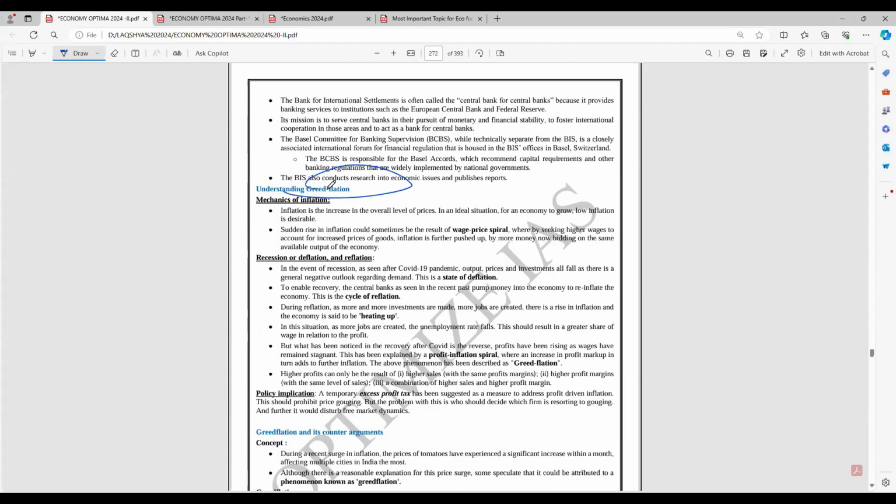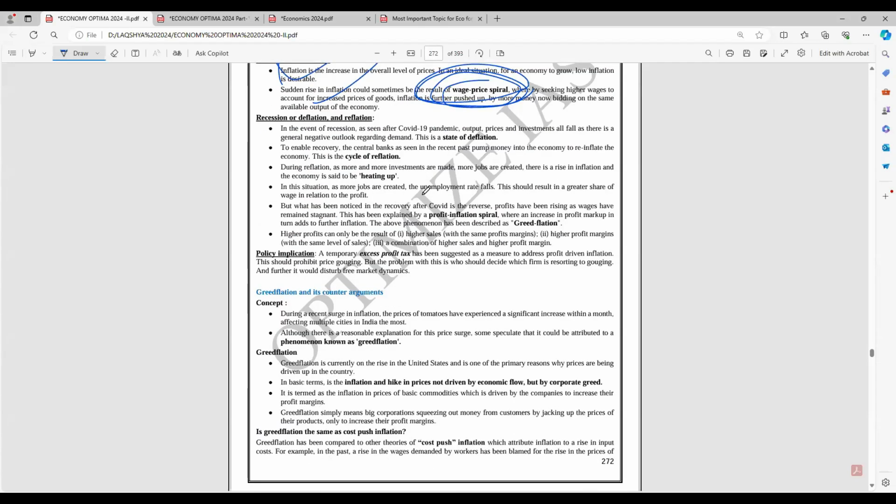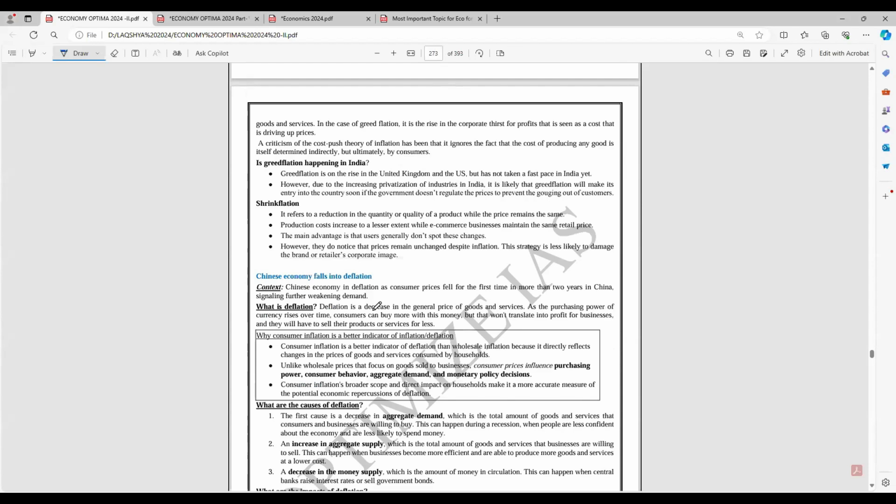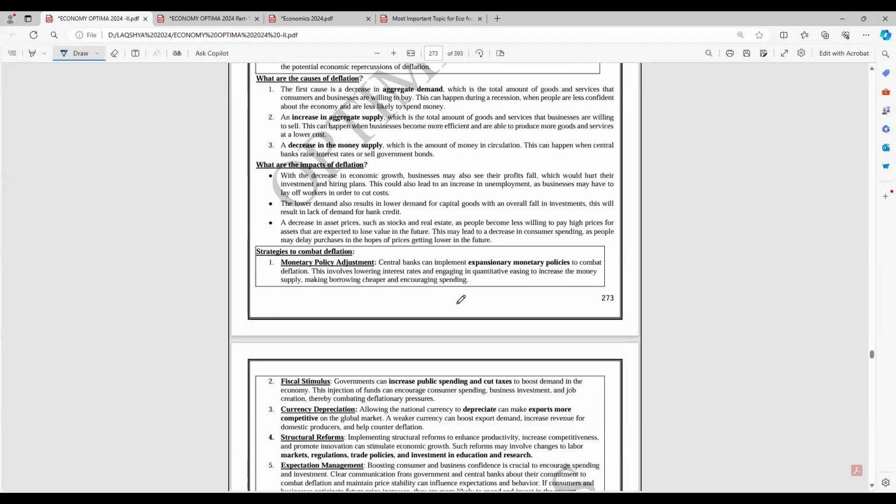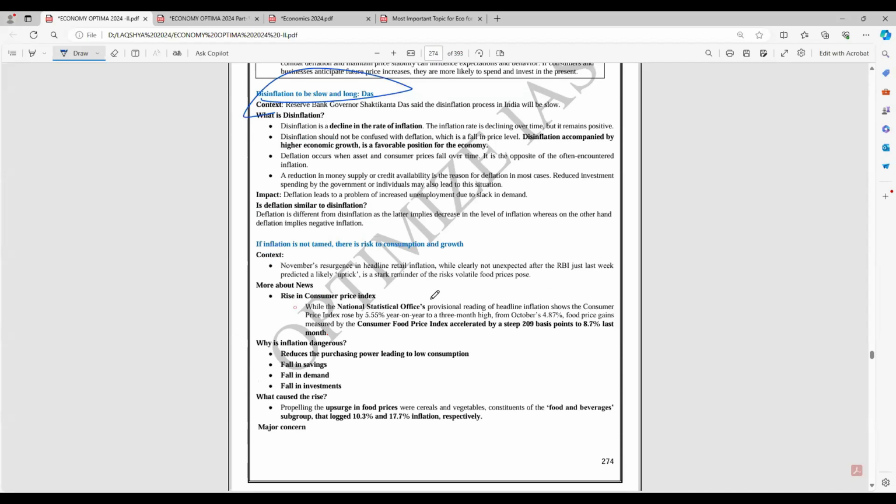Greedflation is not because of the wage price spiral, it is because of corporate greed to maximize profit. It's called corporate greed, greedflation. Guys, you must have seen that greedflation means very high prices. They may not need that much money to produce that product, but they charge you very high. That is called greedflation. You go to Delhi, you will understand what greedflation is as a UPSC aspirant. Deflation we have discussed. Disinflation also we have discussed.